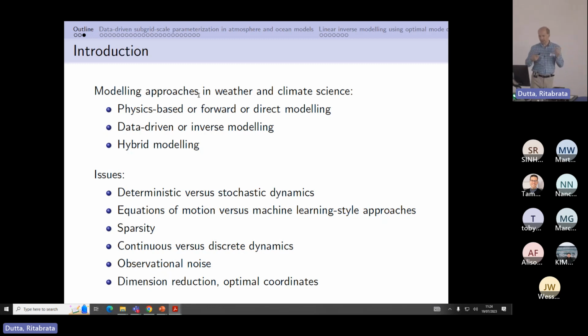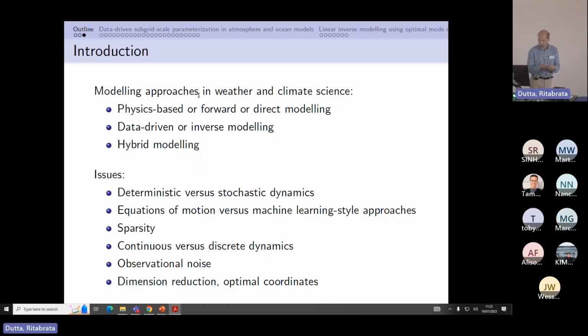Then there's the issue of sparsity. There may be sparsity in the system, and you may think of how to make use of it. Then continuous versus discrete dynamics. Do you work with differential equations or with difference equations, putting in stuff at discrete times? Then observational noise in your inference. Often there's information in the data on how to account for this. And the issue of dimension reduction, optimal coordinates. Often you try to have a pre-step, a kind of dimension reduction. It's very high dimensional, so you want to extract the principal modes of the system. Then you model those modes.